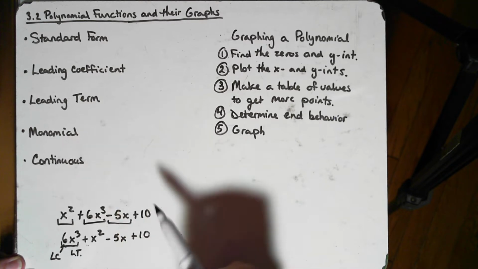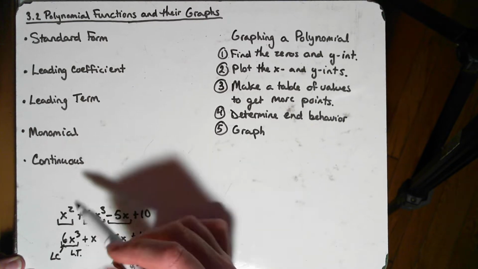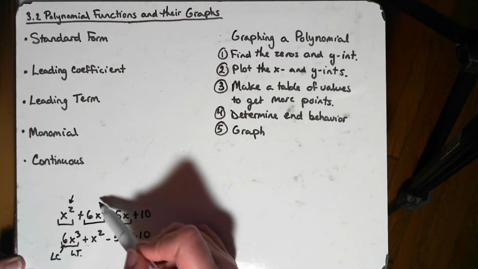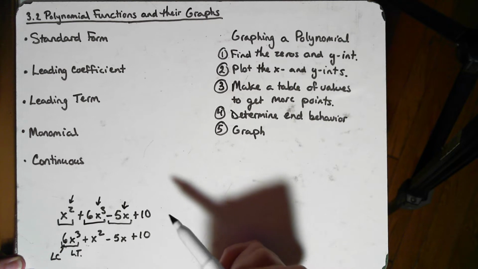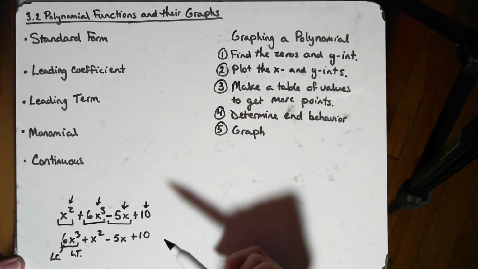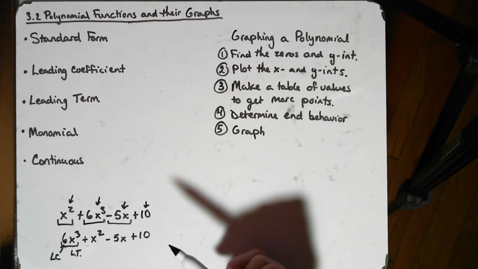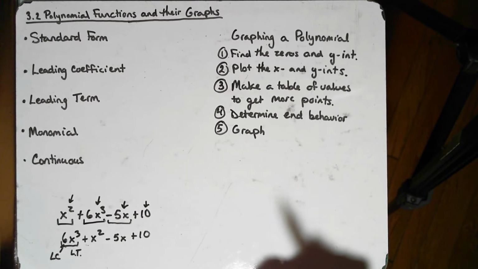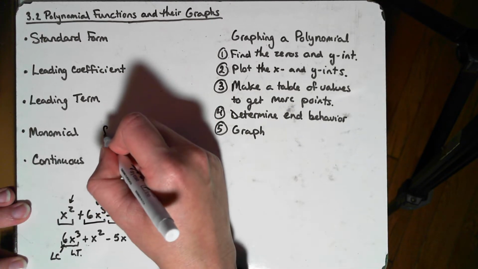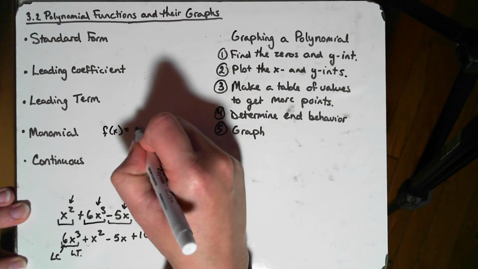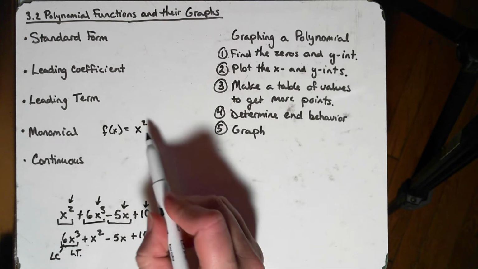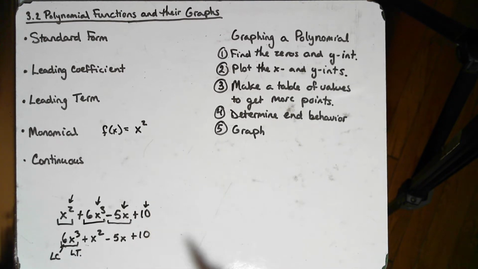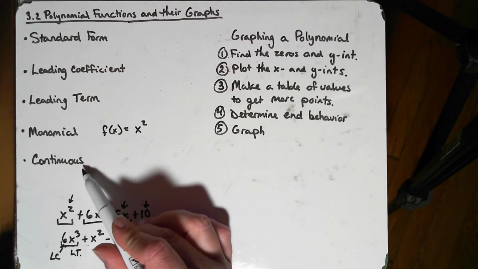Now, a monomial is just a single term in this. So this x squared is a monomial, 6x cubed is a monomial, negative 5x is a monomial, and 10 is a monomial. So it's a single term, and it can be the definition for a function. So for example, a monomial function could be f of x equals x squared, and that is a monomial function. As soon as you put a plus or a minus sign here, it turns it from a monomial into a polynomial.